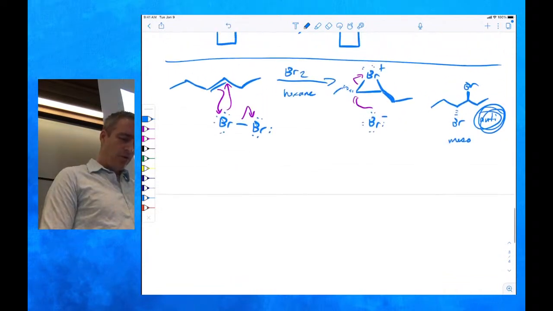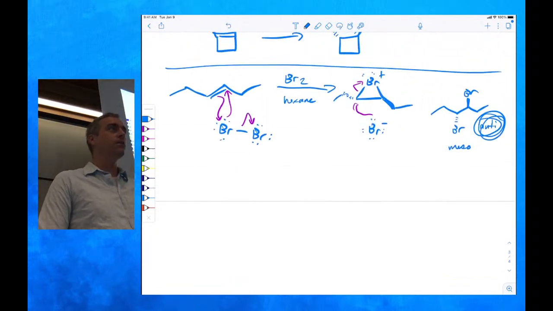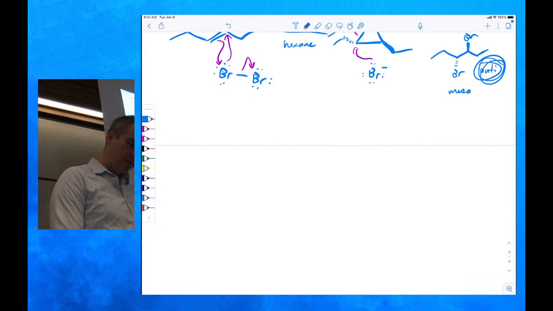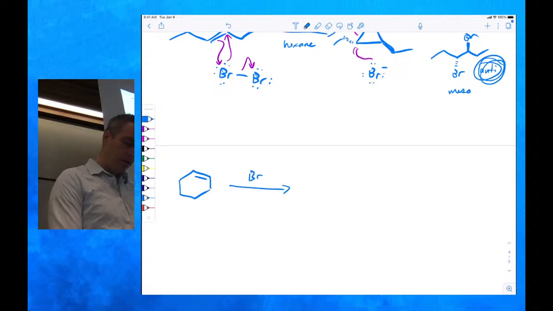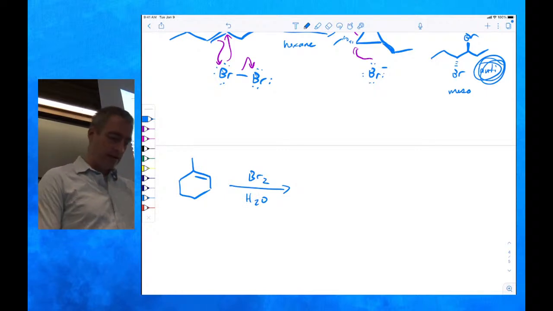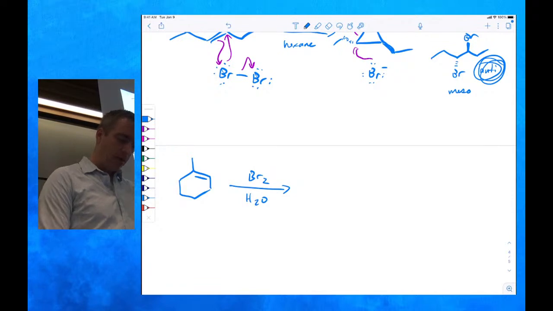Great. If you use this in a nucleophilic solvent, like water or an alcohol, then you get a slightly different product. So let's, in this example, use cyclohexene, and we're going to do Br2. I'm going to make it methylcyclohexene. Br2 in water. What happens is you get the bromine add, just like it did in the previous step, to give you the bromonium cation.